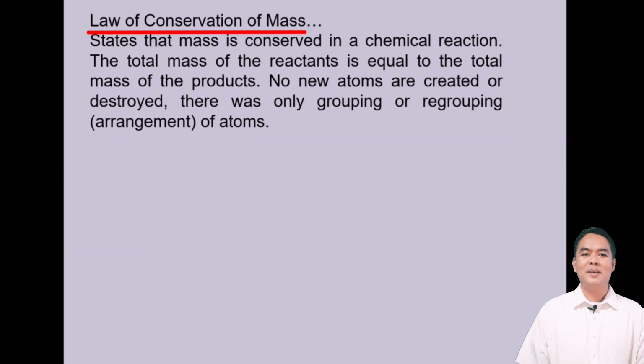The law of conservation of mass states that mass is conserved in a chemical reaction. The total mass of the reactants is equal to the total mass of the products. No new atoms are created or destroyed. There is only grouping, regrouping, or rearrangement of atoms.